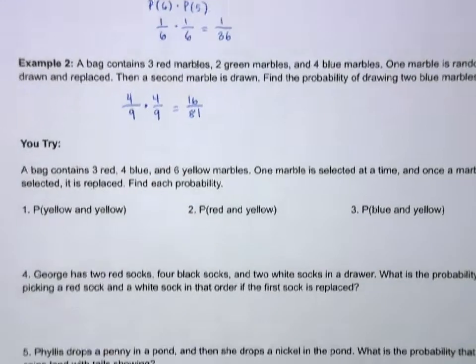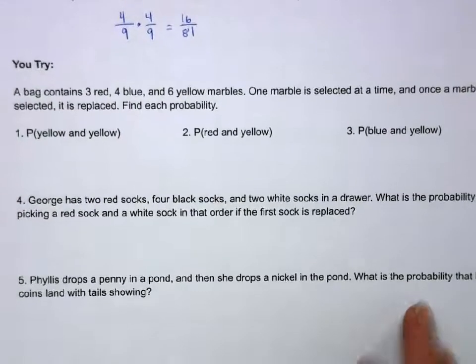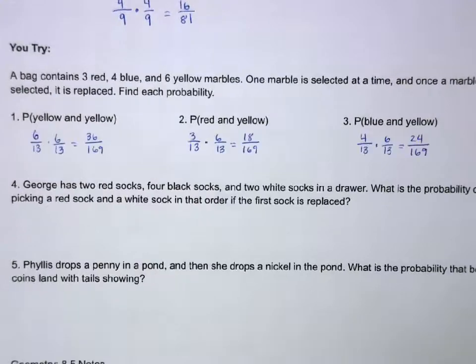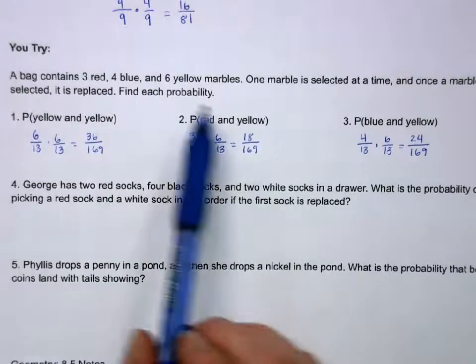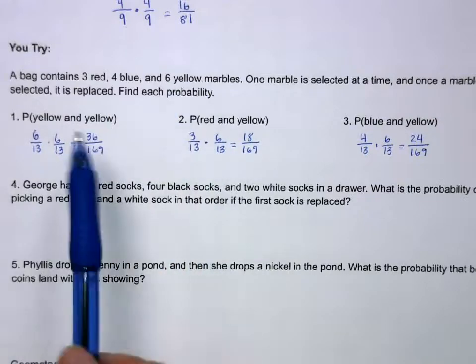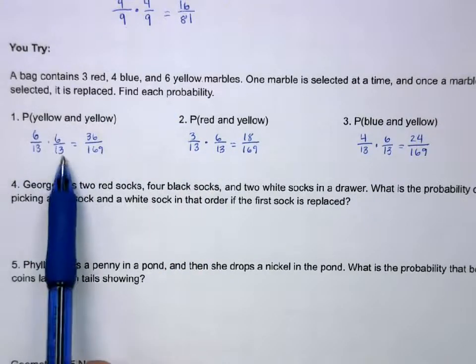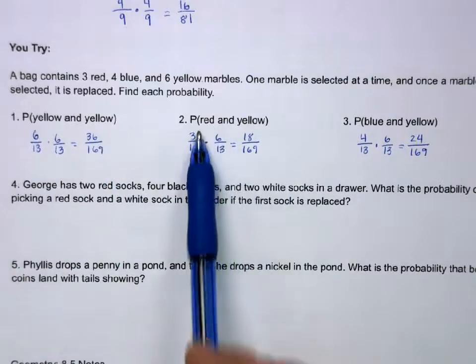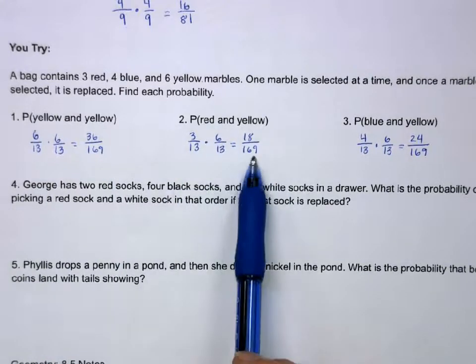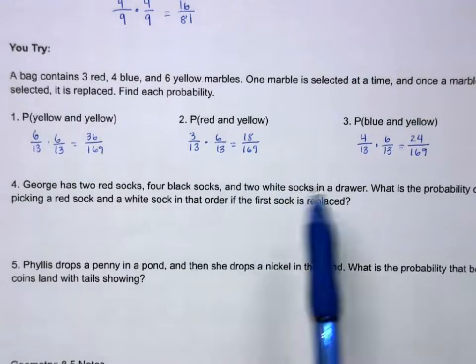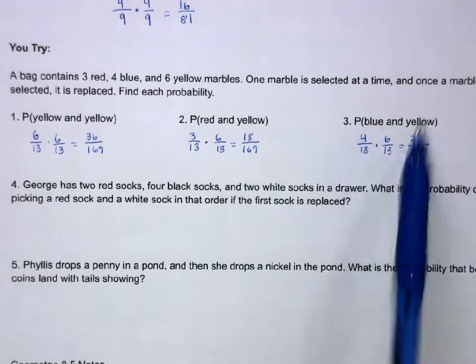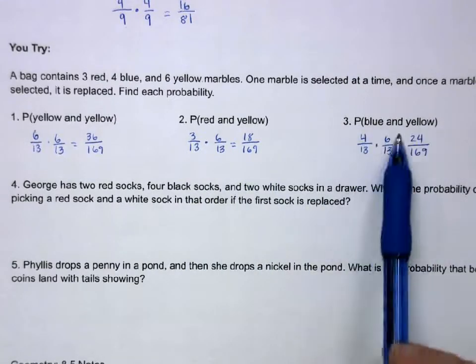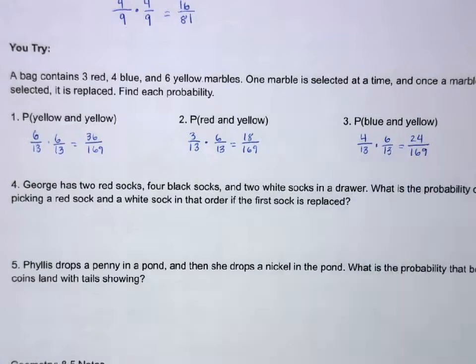Okay, so I want you to try these next 3. Okay, for this first one, we have a total of 13 marbles. Probability of yellow and yellow is going to be 6/13 times 6/13, which is 36/169. Red, there's 3 of those. Yellow, there's 6 of those. So we get a product of 18 over 169. And then yellow and blue is 4/13 times 6/13, for 24 over 169.